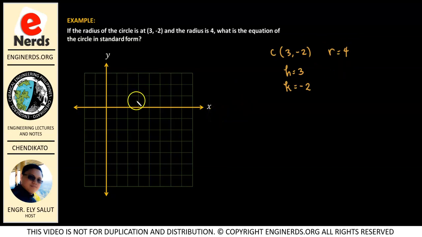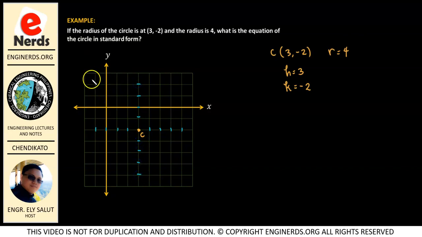So, drawing muna natin yung ating circle para mas ma-visualize natin siya. Our center is at 3, negative 2. So, we have to count 3 in our x-coordinate, 1, 2, 3, and negative 2 sa ating y-coordinate, 1, 2. So, nandito yung ating center, no? Okay, our radius is equal to 4. So, we are going to count 4 sa ating coordinates, no? 1, 2, 3, 4, in each direction.